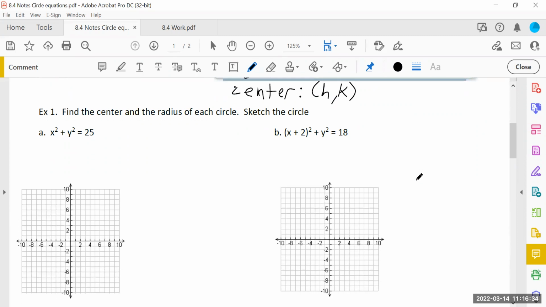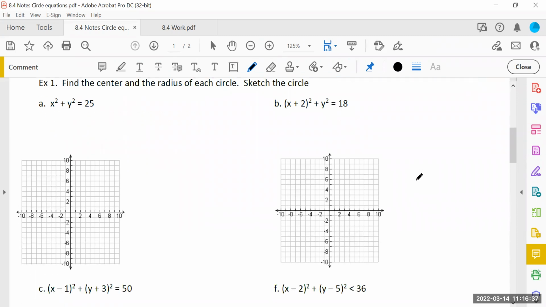You could get very, very complicated with this, but we're not going to. We're going to keep the simplest way of graphing these. So for this first example, x squared plus y squared equals 25. If I'm going to graph this, if there's no h or k, the center is 0, 0. Go ahead and write that down. Center is 0, 0.